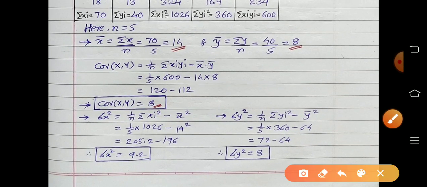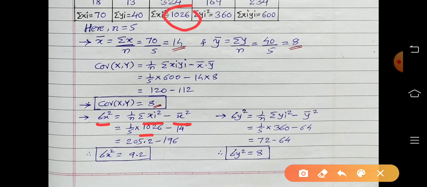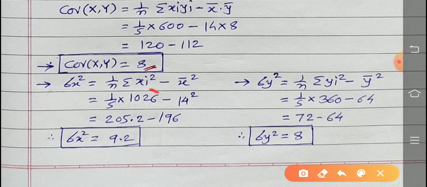Next, sigma x square. The formula is 1 upon n summation of xi square minus x bar square. So 1 upon 5 into the summation of xi square, which is 1026, minus x bar value 14, so 14 square. So 1026 divided by 5 gives 205.2 in decimal form. Then 205.2 minus 14 square, which is 196, so sigma x square is 9.2.